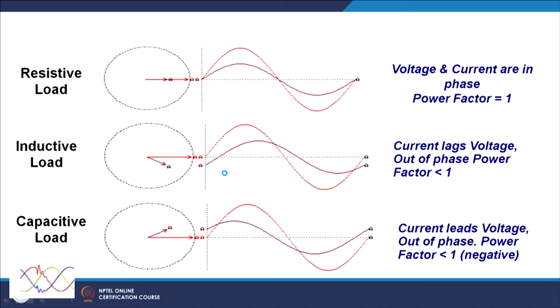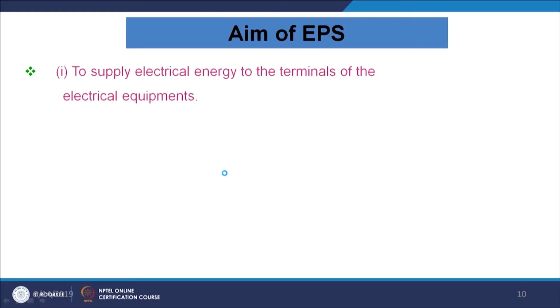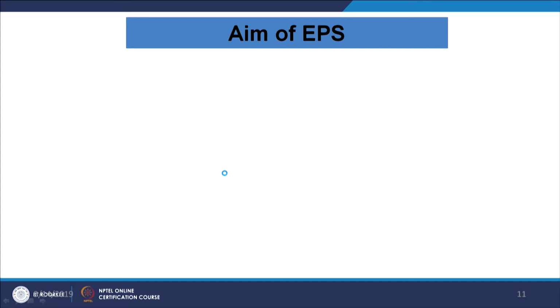Similarly, this is for a resistive load with unity power factor, equal to 1. This is an inductive load, where the power factor is less than 1, and this one is a capacitive load, where it is leading. Now, the aim of the electric power supply, that is your utility, is to supply electric energy to the terminals of the electrical equipment, which is the role of the grid, and to maintain the voltage at the equipment terminal within a certain limit.